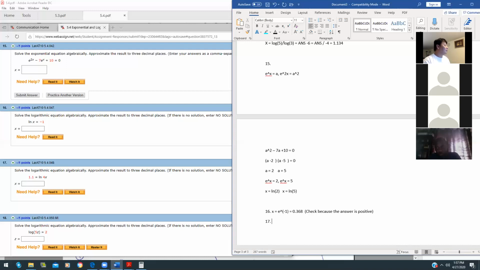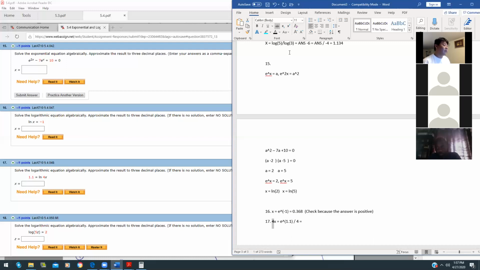Same thing happens to 17. So what we do in 17 is we move the ln over to that side. When you move the ln, it becomes e, but this time it is not x, this time it is 4x. So you will get e to the power of 1.1. First you figure out what is e to the power of 1.1, and once you get your answer, you divide it by 4. The reason why you divide by 4 is because you have the 4x over there.